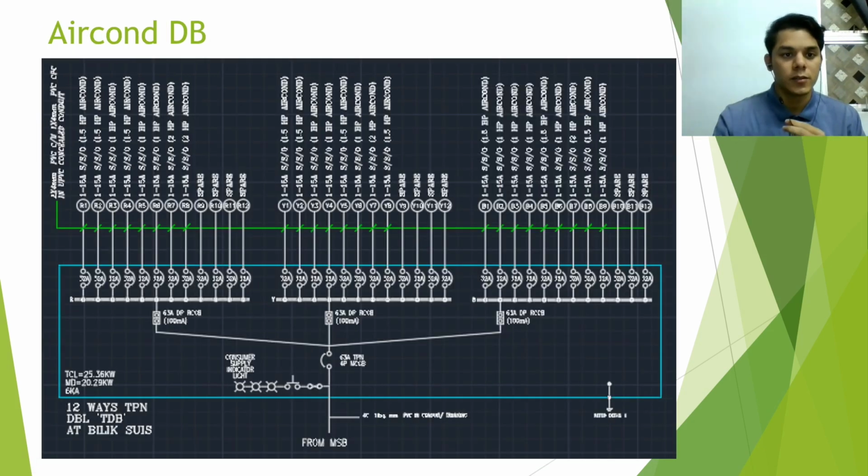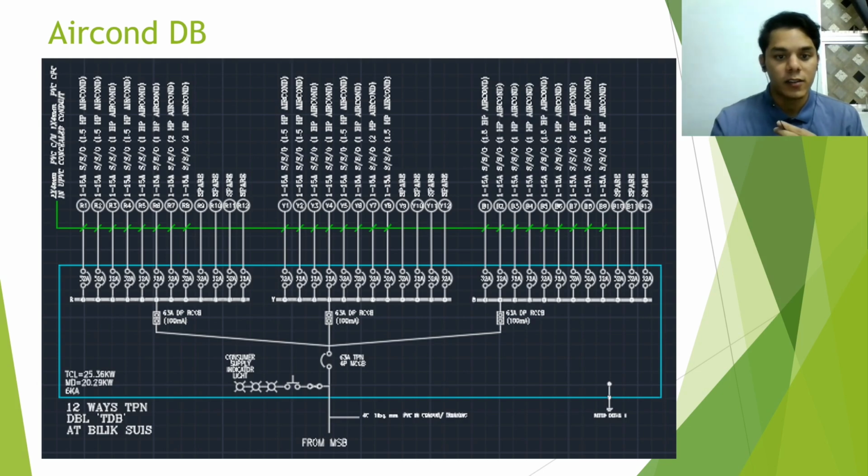Next, for the aircon DB, we use 12 ways TPN, also located at the billet switch. The total connected load for this type of DB is 25.36 kilowatt. Maximum demand is 20.29 kilowatt. From the MSB, for the MCCB we select 63 ampere.